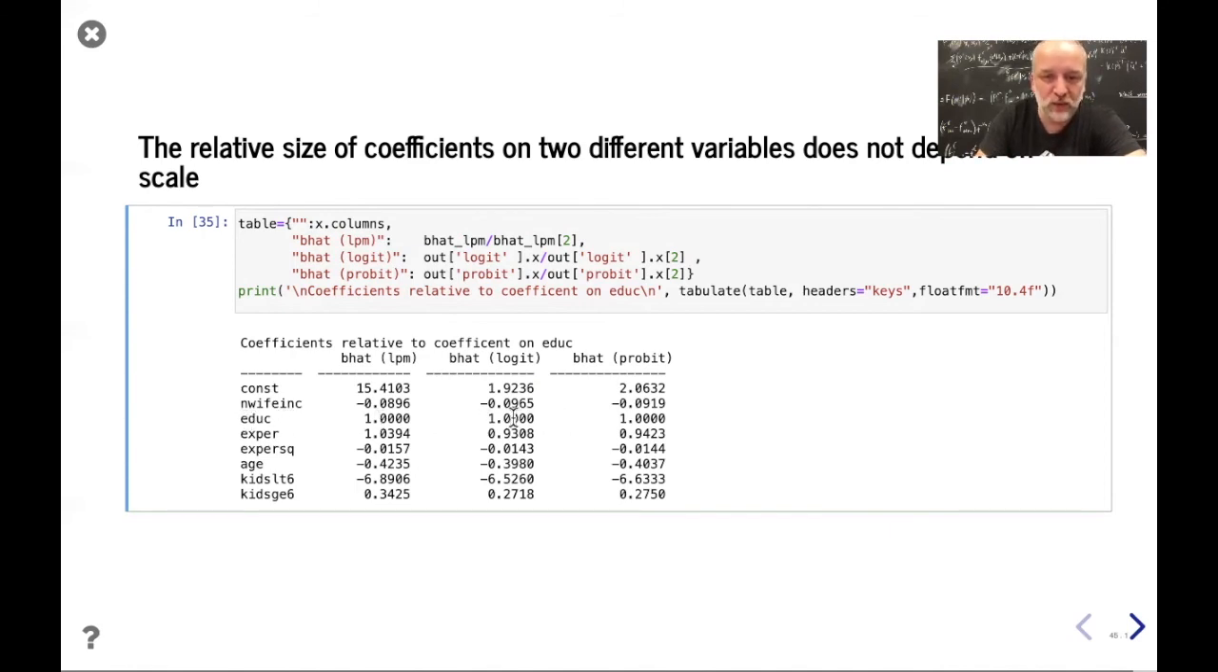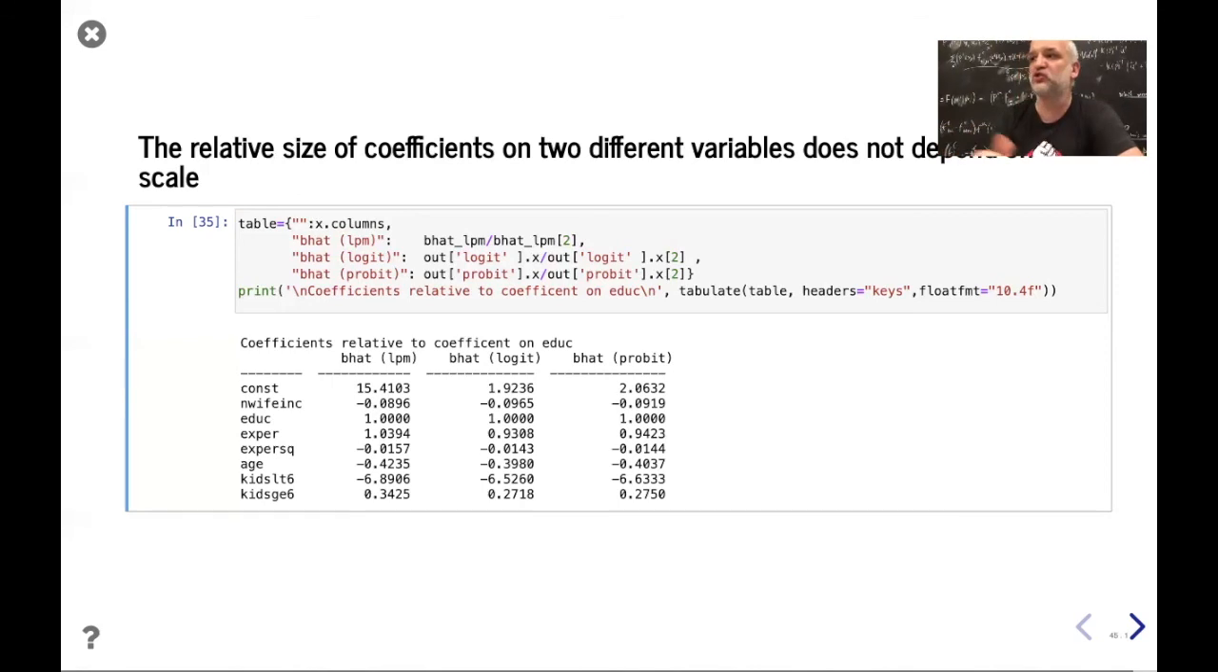And if you do that, you see they're actually fairly similar across the different specifications, because when you take the relative size of two coefficients, the scale factor is factored out. So beta for coefficient 1 divided by beta for coefficient 2, they're both scaled by the same scale factor, sigma, so that cancels out when you divide them by each other. And since the only difference really between logit and probit is that they have different scale factors, it's not surprising that you get very similar estimates once you normalize with respect to another coefficient.